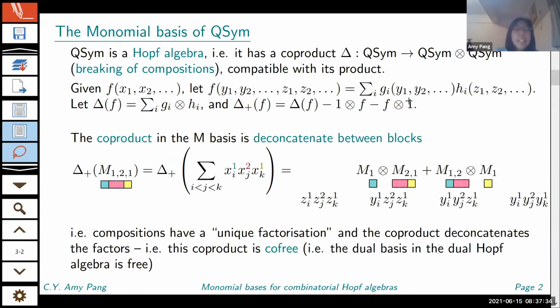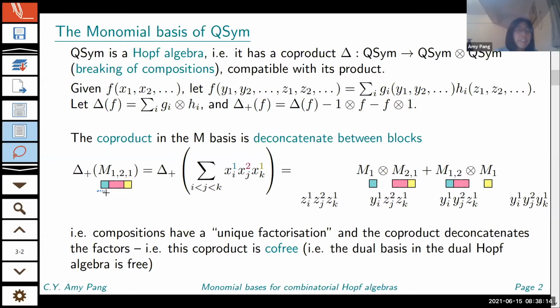Okay. So again, what happens with the variables is less important. Think about it in terms of the diagram. The rule for the diagram is that we can deconcatenate between the blocks. So anywhere between two blocks, you can split it, and then I can split into the green on the left side, and then there'll be the red and the yellow on the right side, or I can split it after the red. So what's special about this coproduct is that it is representing some sort of unique factorization.